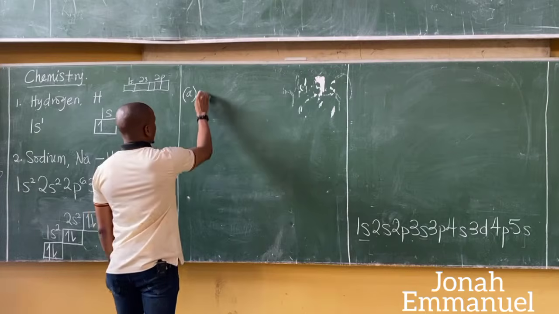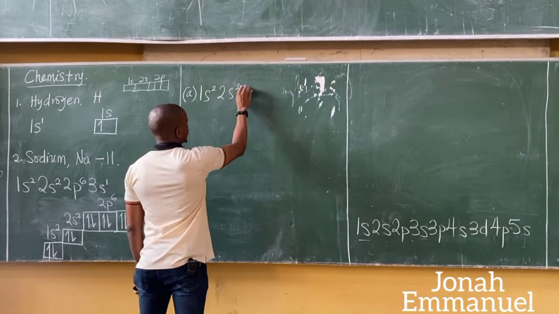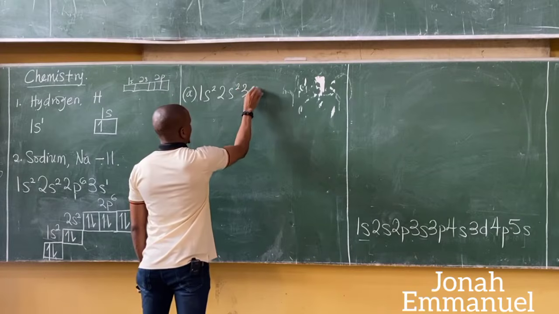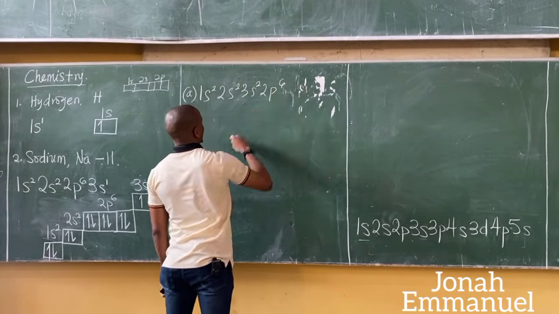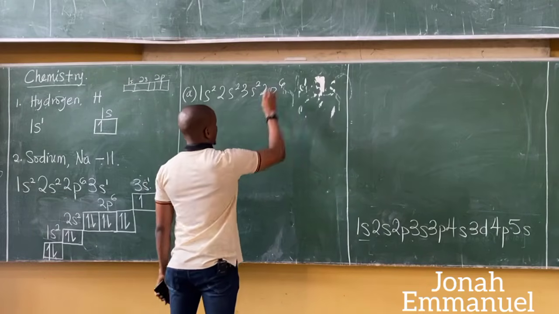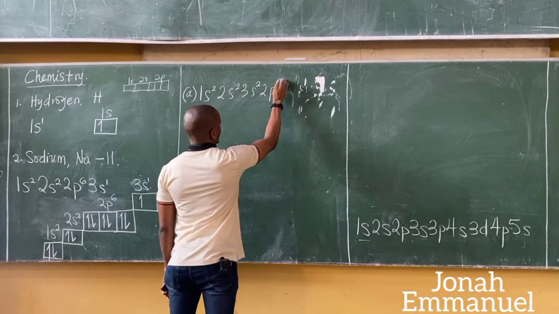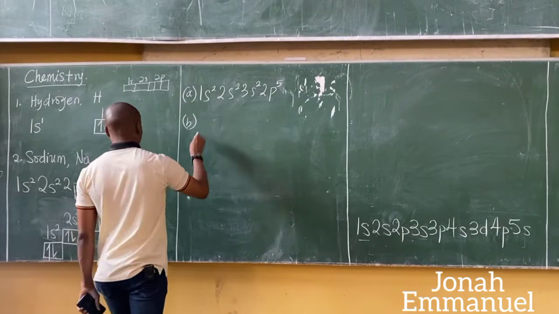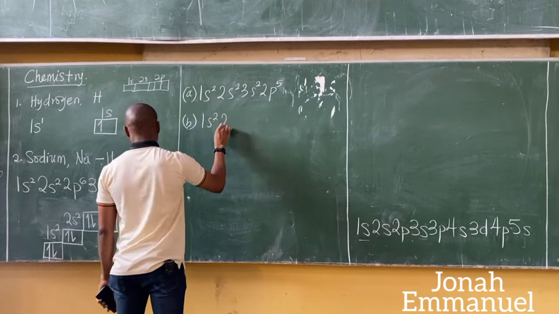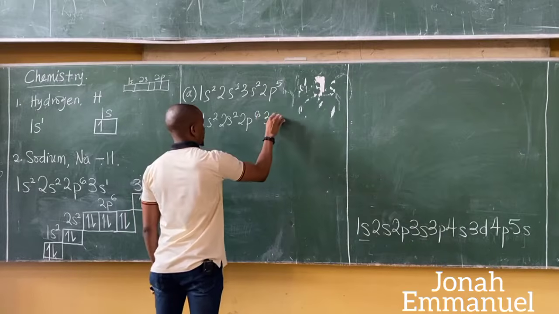Say A is 1s2, 2s2, 3s2, 2p, let's say 6, let's say 5, something like this. Then they give you B: 1s squared, 2s squared, 2p to the power 6, 3s to the power 1.